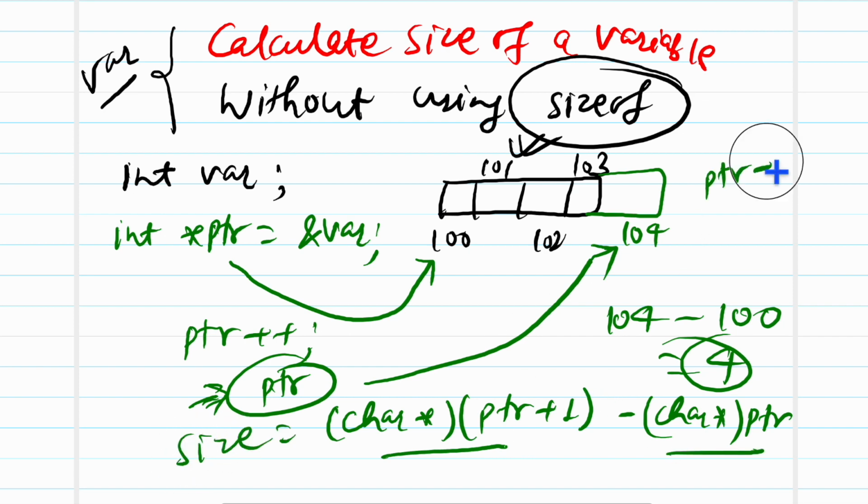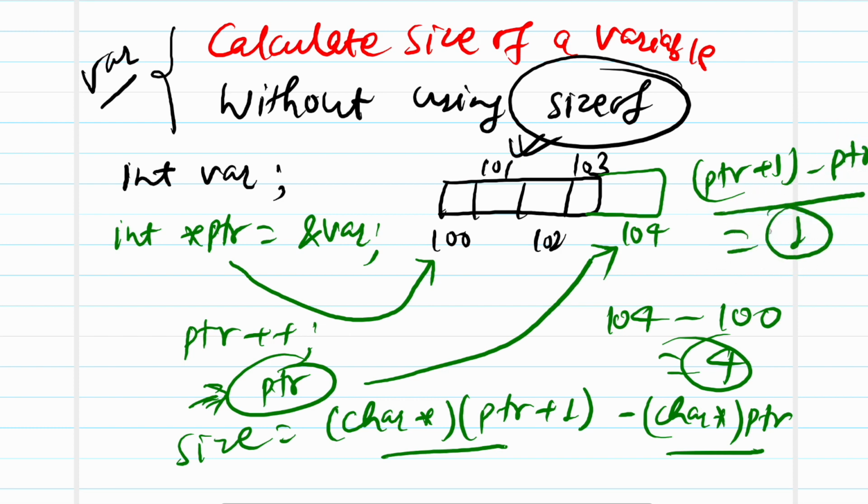If you simply do ptr plus 1 minus ptr, it will perform simple arithmetic and give you the value 1. But when you do typecasting here, ptr plus 1 is referring to 104 and you have typecasted it, so it will give 104 and this will give 100, and you will get the actual size. This question is mostly asked in interviews.